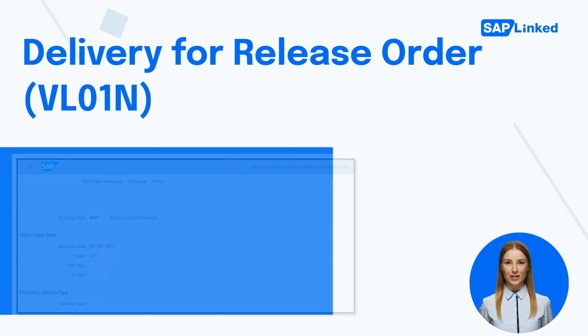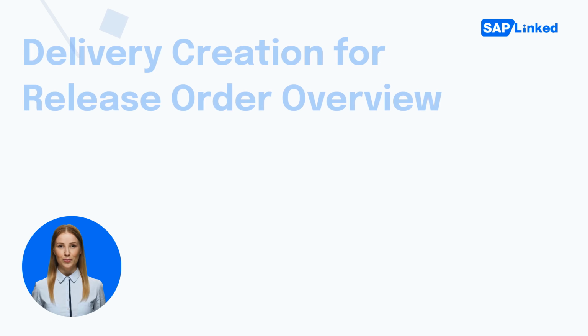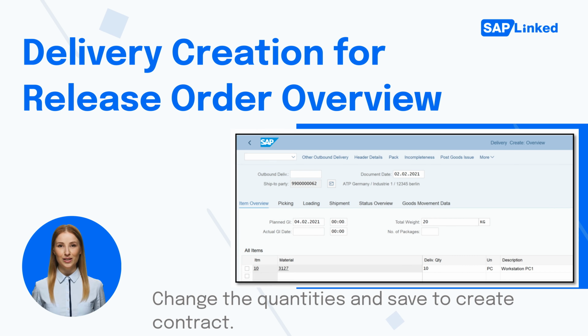Enter transaction VL01N in the command field. Enter the shipping point and the release order number as displayed in the screenshot. In the next slide, we'll see how to proceed with the delivery for release order. Once you have clicked Enter, the data will be copied into the delivery. Let's proceed with the picking and post goods issue.